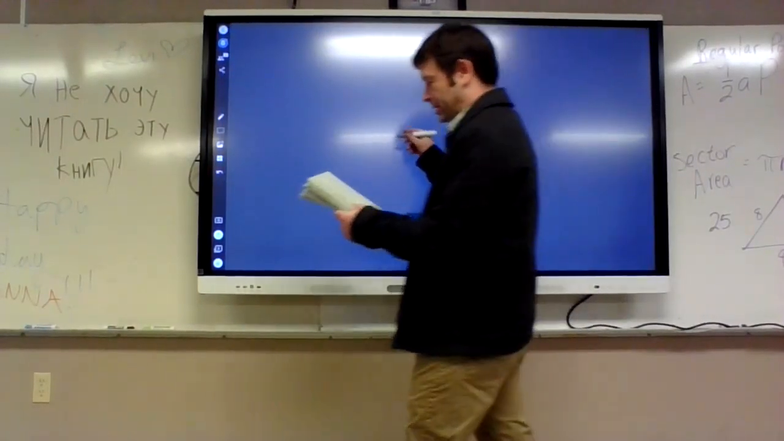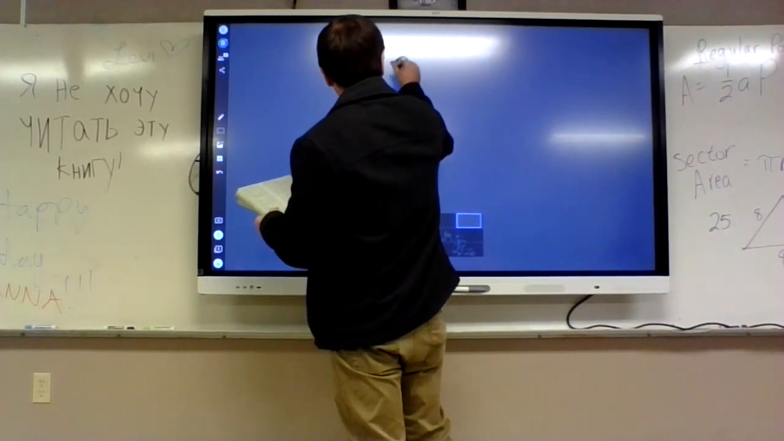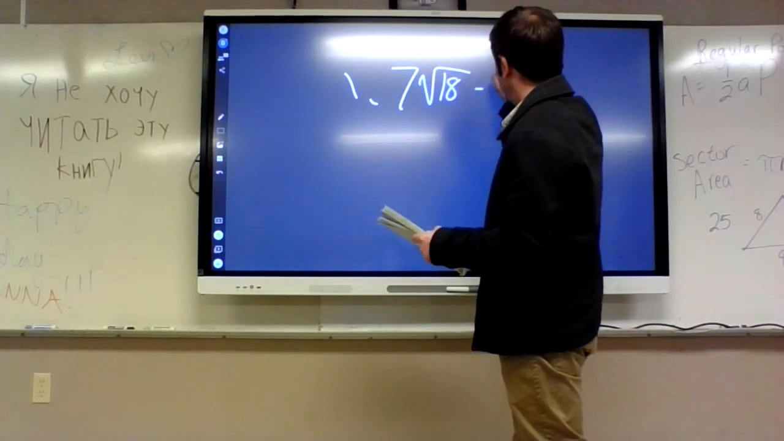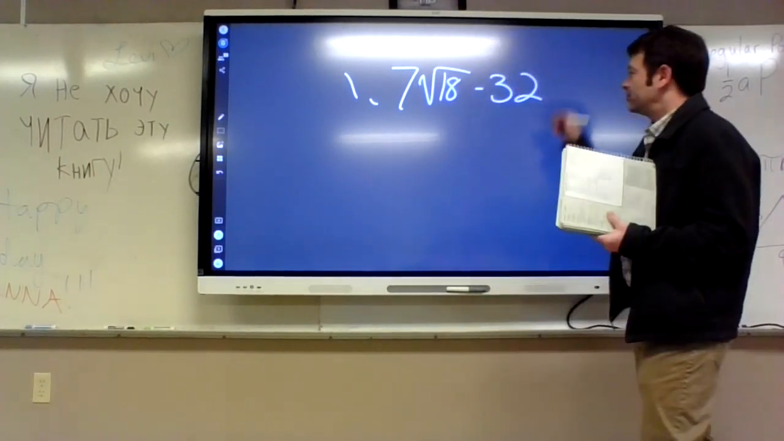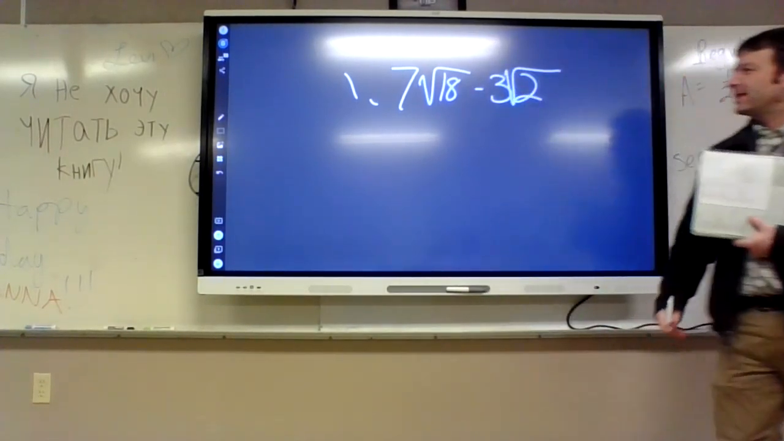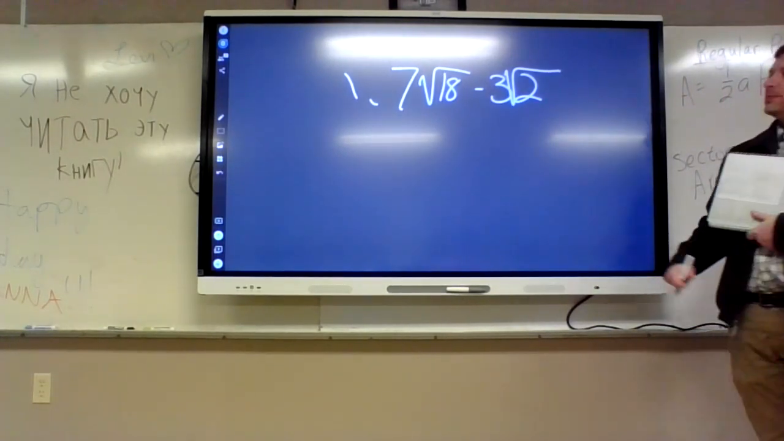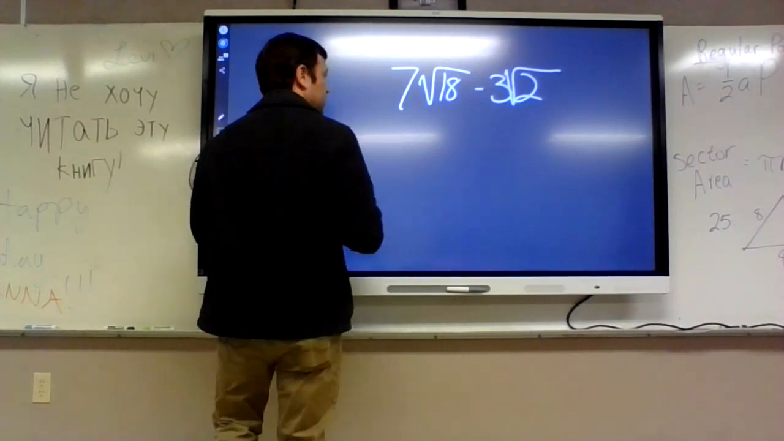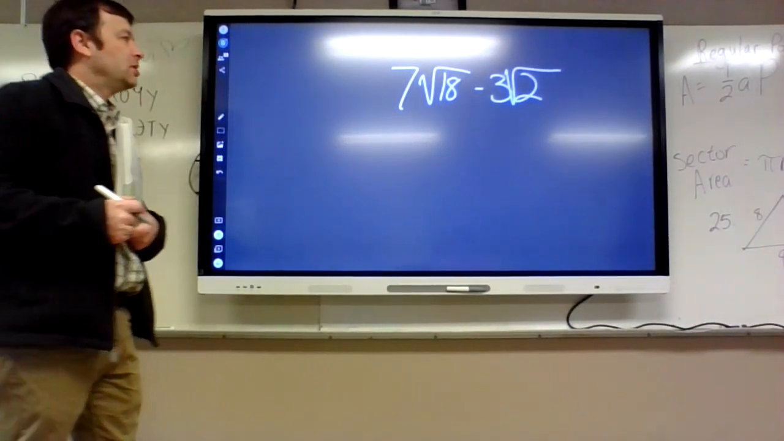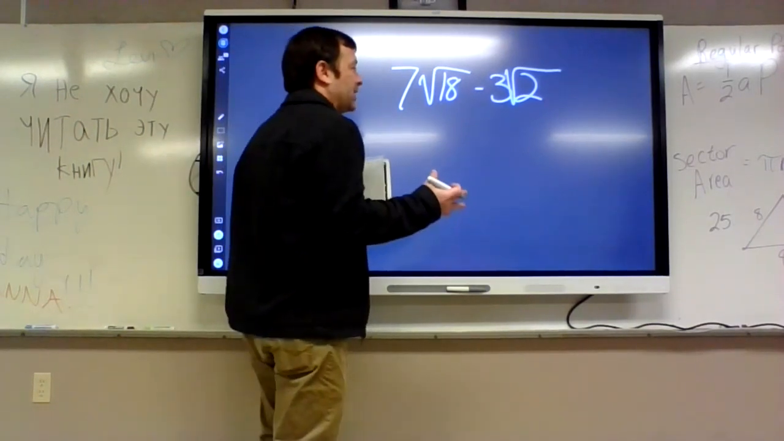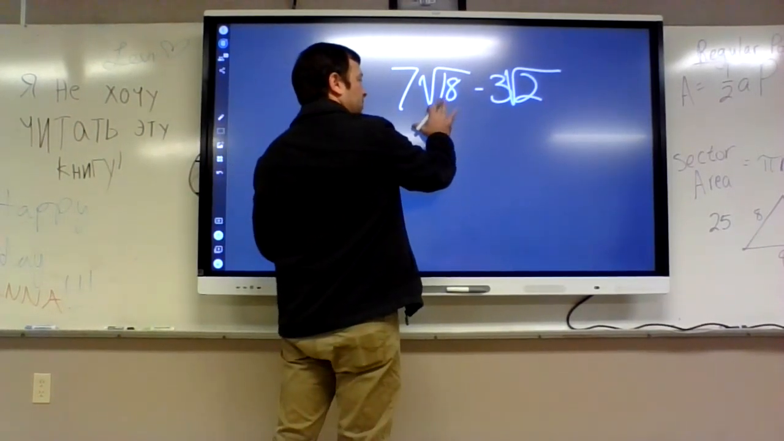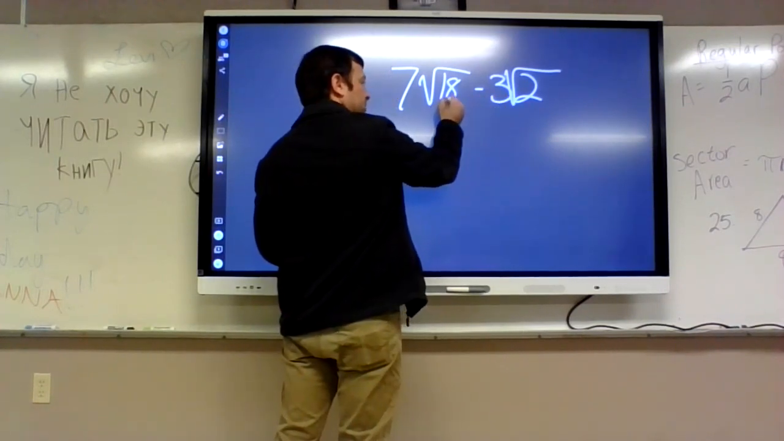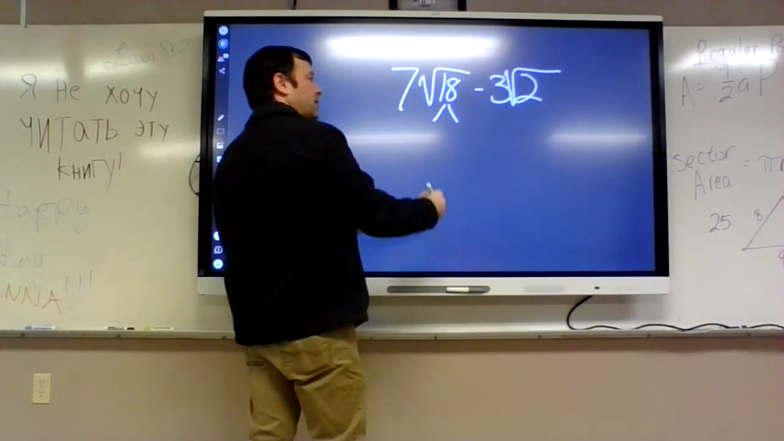Alright, so it's 7 square root of 18 minus 3 square root of 2. So we're adding and subtracting now, and what's the rule on adding and subtracting? You can only add and subtract like terms. In other words, the square roots have to be the same. They don't look the same right now, but square root of 18 simplifies.